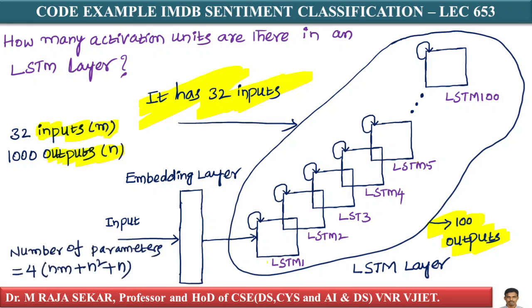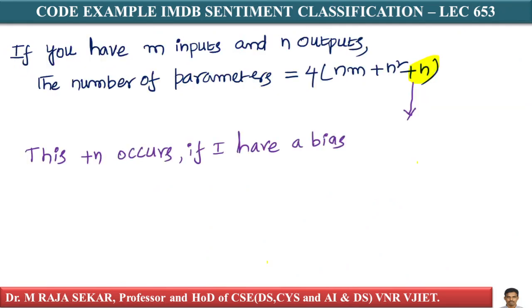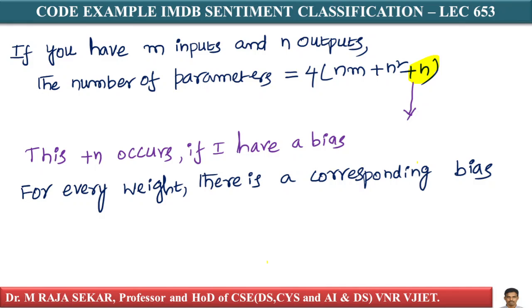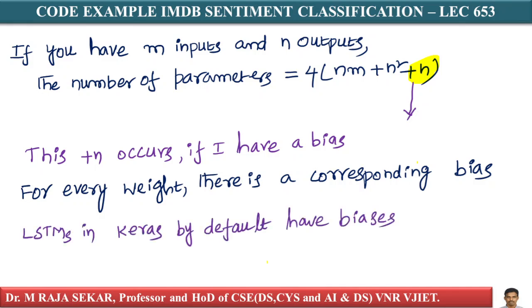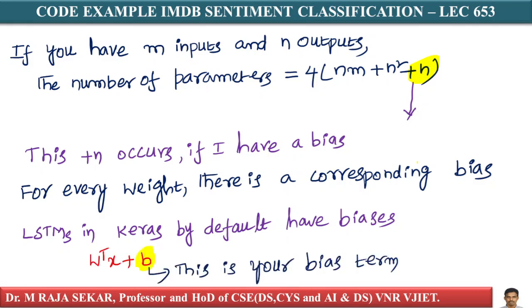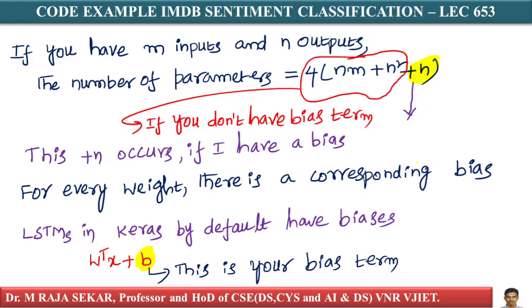Just observe: I have m inputs and n outputs. The number of parameters is 4 into nm plus n square plus n. This plus n occurs if I have a bias term. For every weight, there is a corresponding bias. LSTM in Keras by default has biases. Remember, in W transpose X plus B, this B is your bias term. If you don't have the bias term, you don't have this plus n.